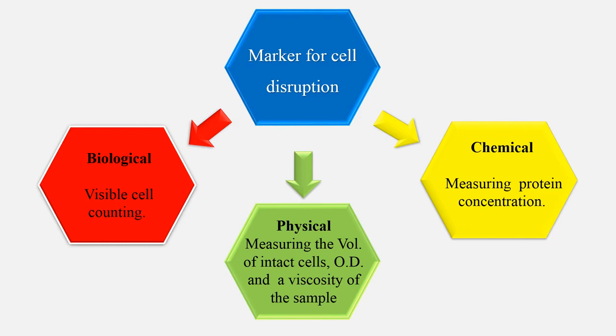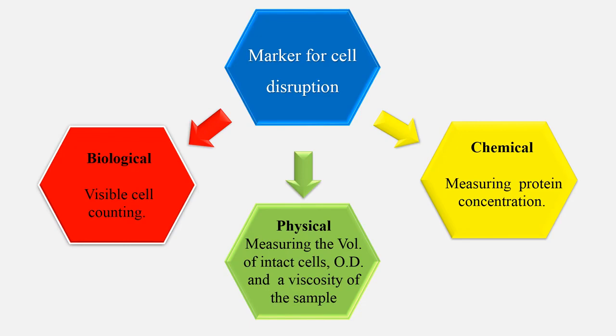First, biological, viable cell counting. إذن الطريقة الأولى البيولوجية، وهي حساب عدد الخلايا الحية. إذا كان عدد الخلايا الحية عالي دليل على أن الطريقة غير كفؤة في تحطيم هذه الخلايا. كلما قل عدد الخلايا الحية كلما زادت كفاءة الطريقة.